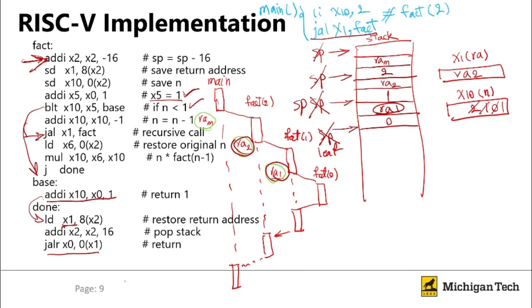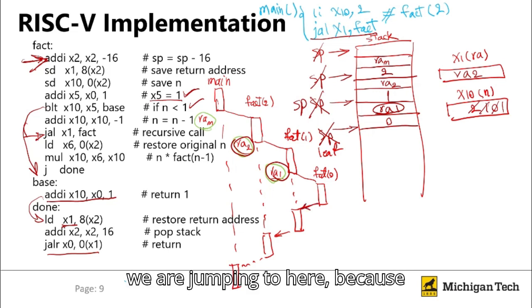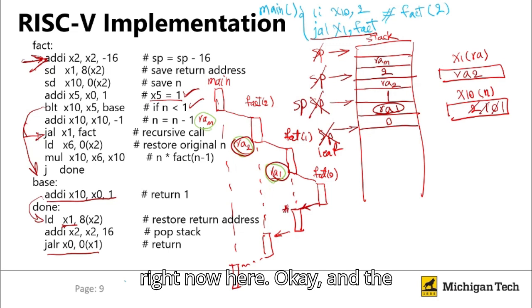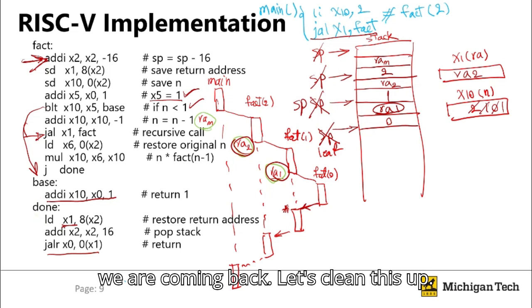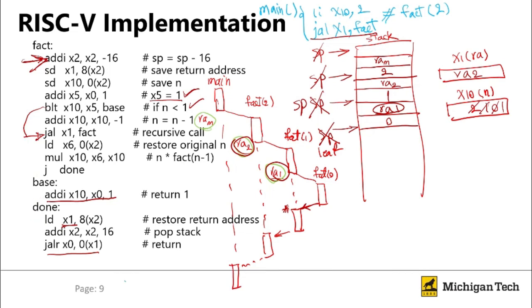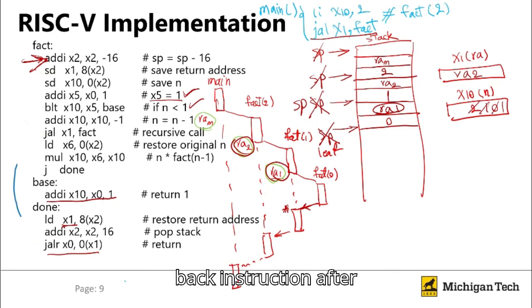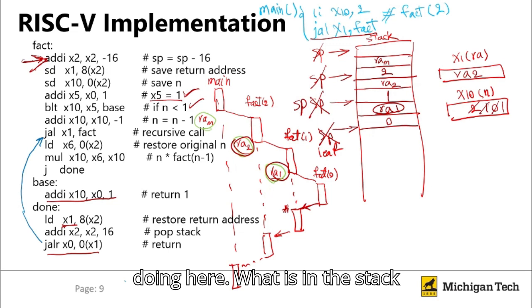So it means we are jumping to here, because here is return address 1. Remember, we are jumping here. We are right now here, and the stack pointer is moving up. When we are doing jump and return, we are coming back. Let's clean this up. Change the color. We are going back to the instruction after jump and link.